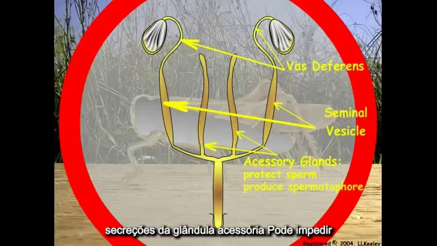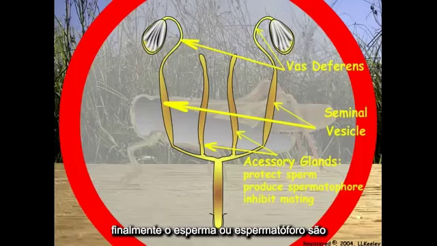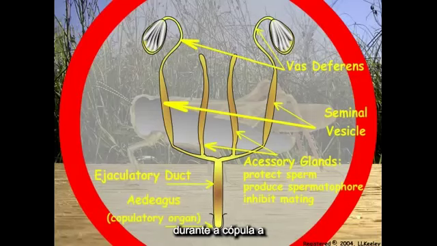Accessory gland secretions may prevent the mated female from mating again by forming a temporary plug or by transferring chemicals that suppress mating behavior. Finally, the sperm or spermatophore are passed through the ejaculatory duct during copulation.